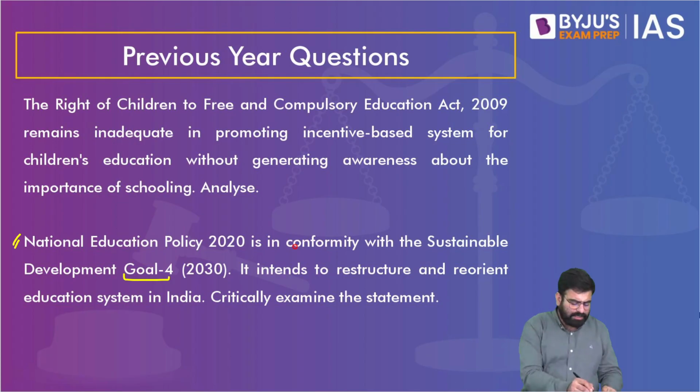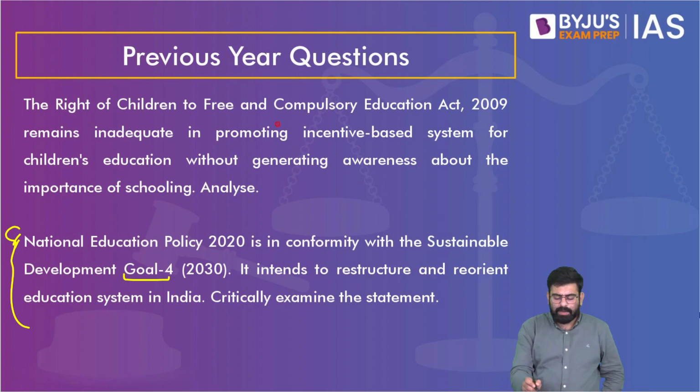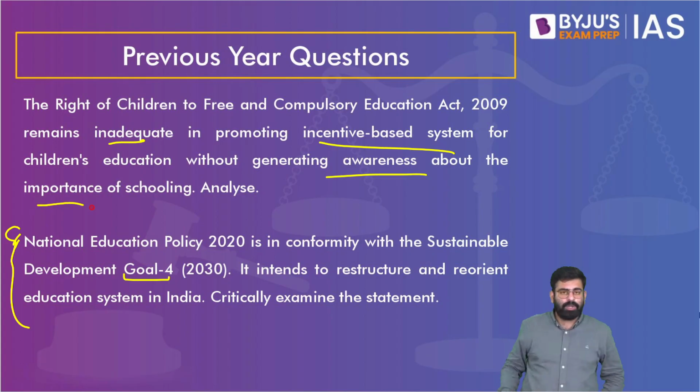We have already looked at this question. The other question is that the right of children to free and compulsory education remains inadequate in promoting an incentive based system for children's education without generating awareness about the importance of schooling. This question is also based on the idea that people are not aware of the significance of education, right? That is the reason students ultimately drop out, because families send them to earn some income as they do not understand its importance. Okay, we will come to this question towards the end.